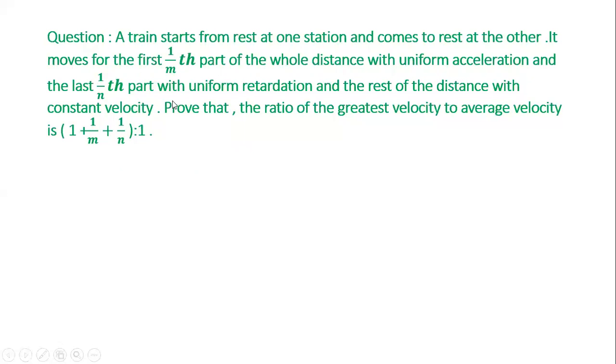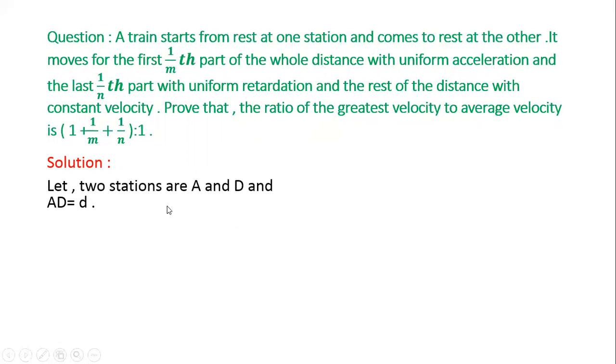But now we discuss another problem. A train starts from rest at one station and comes to rest at the other. If it moves for the first 1 by m part of the whole distance with uniform acceleration and the last 1 by nth part with uniform retardation, the rest of the distance with constant velocity, prove that the ratio of the greatest velocity to average velocity is 1 plus 1 by m plus 1 by n ratio 1. Solution.